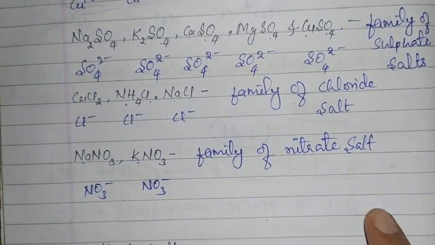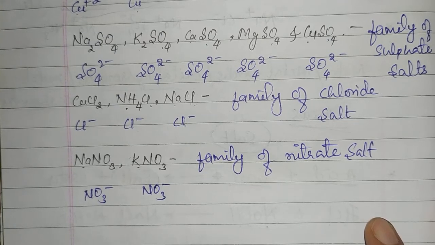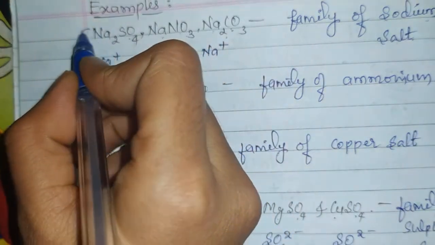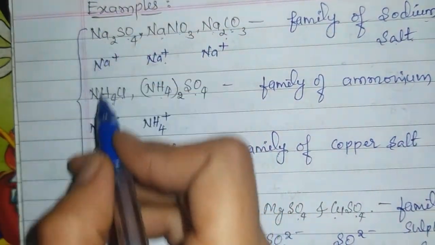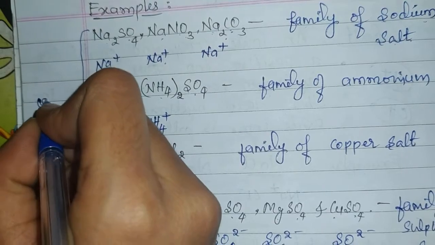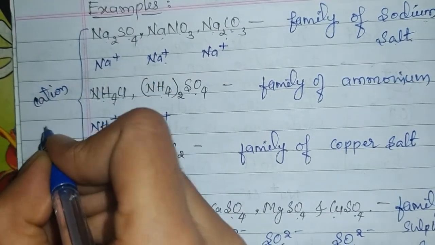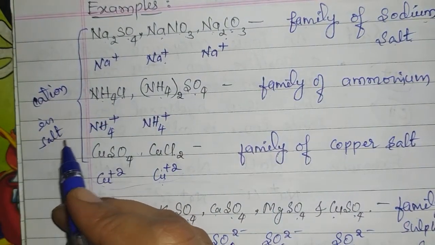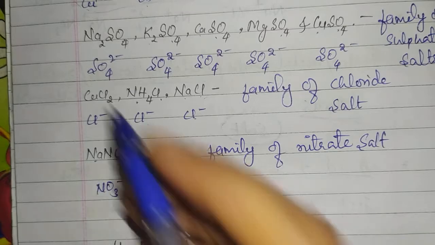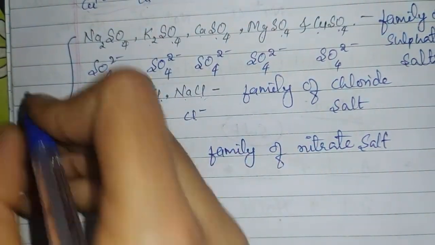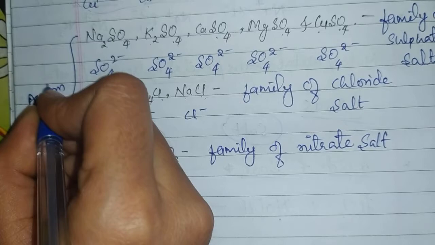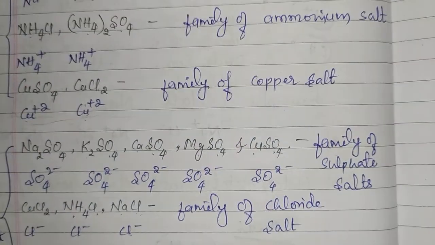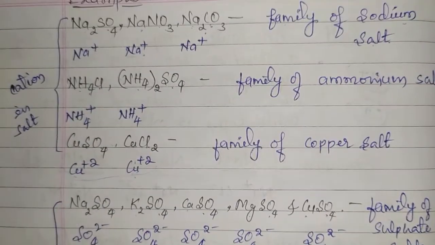Nitrate salts. Like this, we can say family of salts. In the starting three families, the cation in the salt is the same. In the next three examples, the anion in the salt is the same. On that basis, we have categorized this group of salts into different families.